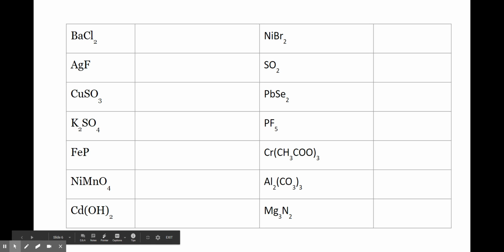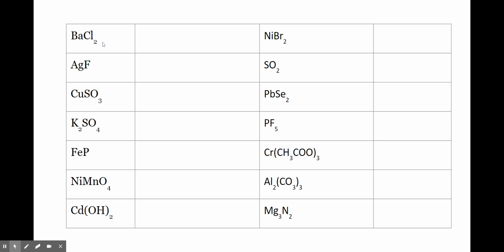Okay. Now these are a mixture of everything we've done so far. So you're going to need to know how to tell the difference between them, where to look for each one. It's going to be challenging. So in front of you, you should have out all of your resources, a periodic table, your polyatomic ion chart, everything. Okay.